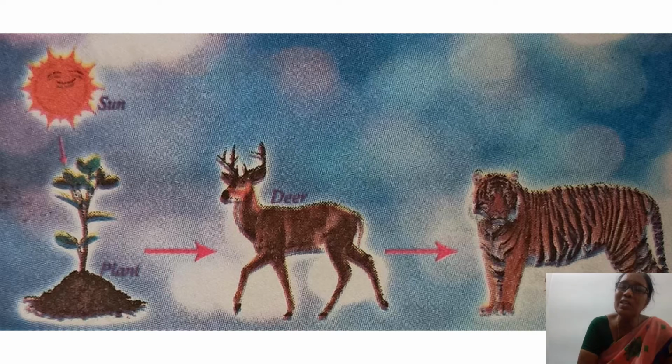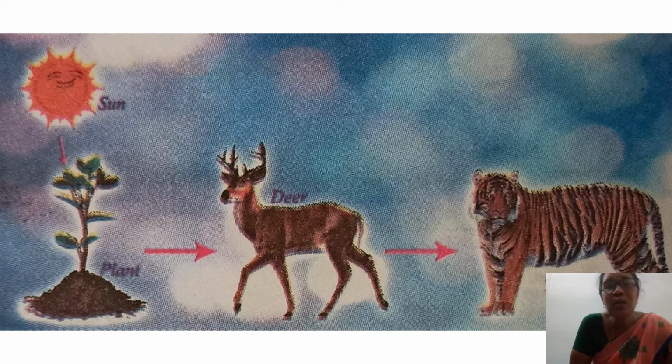So what can we call the tiger? Is it the primary consumer or the secondary consumer? Yes, it's the secondary consumer. You're correct. Now, what's the relationship? It's a chain-like relationship, no? So, what can we call it? We can call it a food chain.